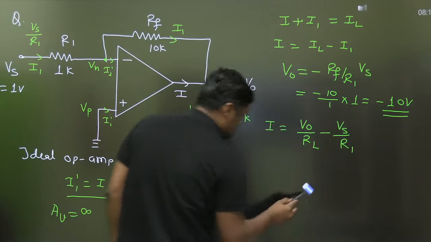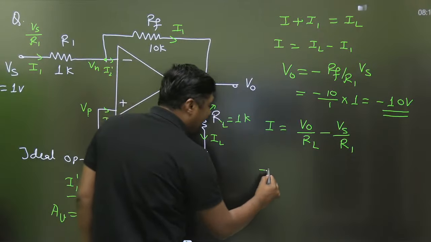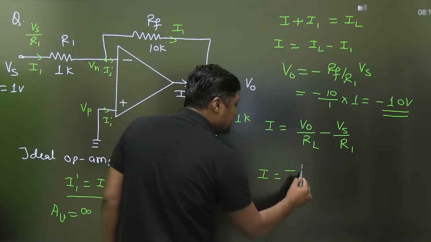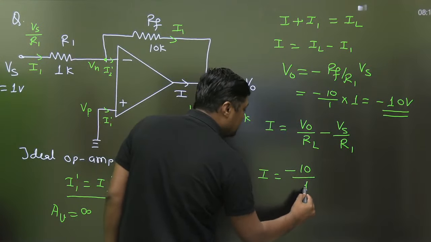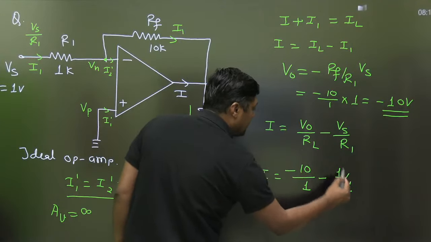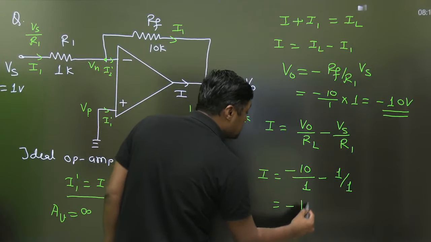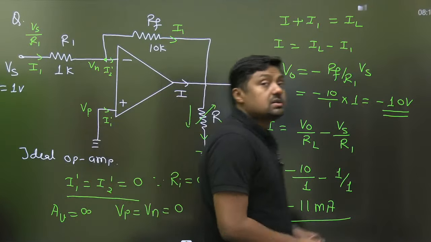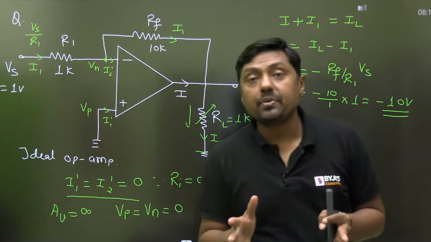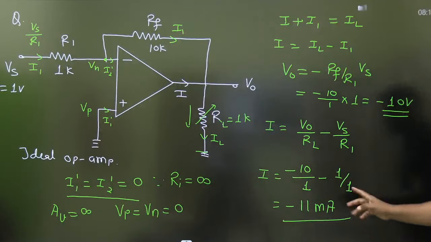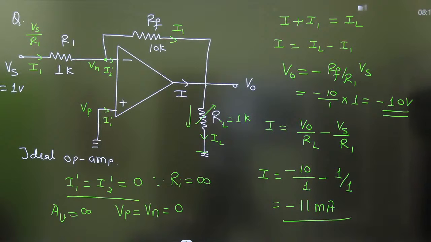Remove this. What is the value of I now? V0 will remain same, minus 10. RL is changed here. Vs is 1 volt, R1 is 1 kilo ohm, it will remain same, so that is minus 11 milliampere. Minus 11 milliampere will be the answer. If I am changing the value of RL, that will be the answer, minus 11 milliampere.